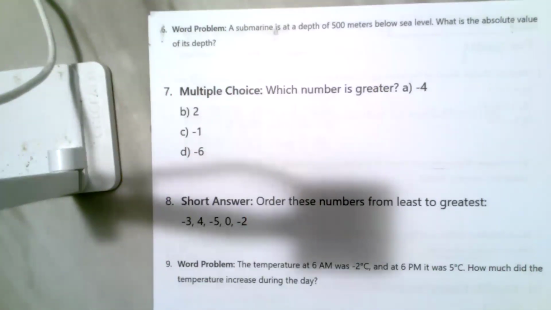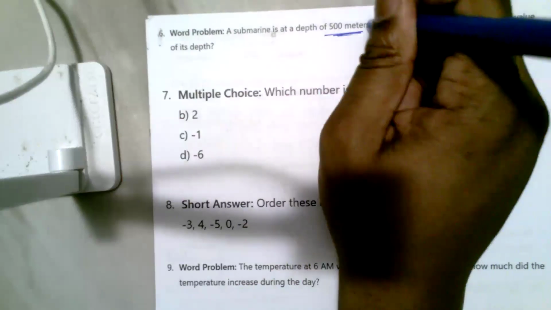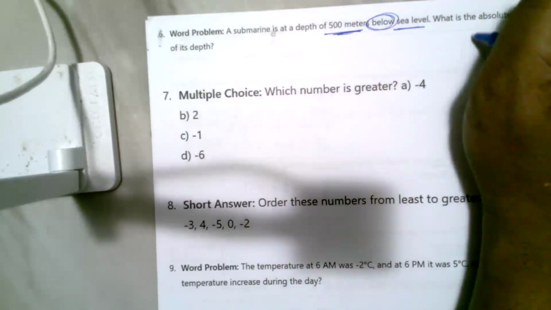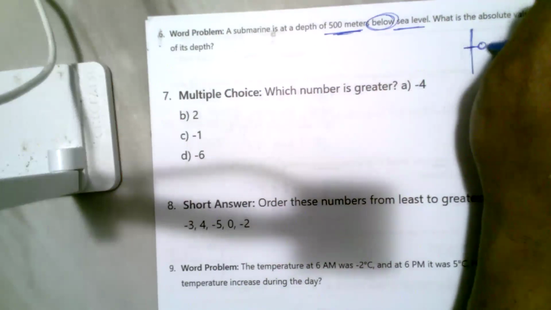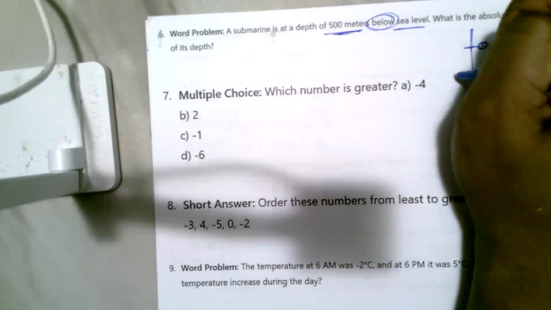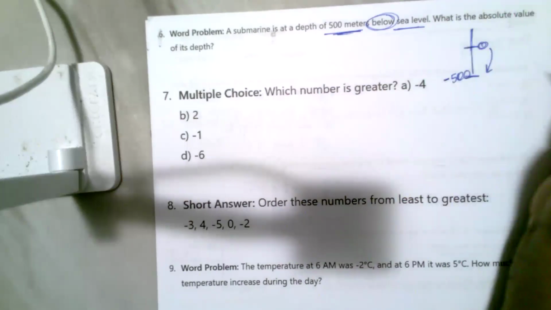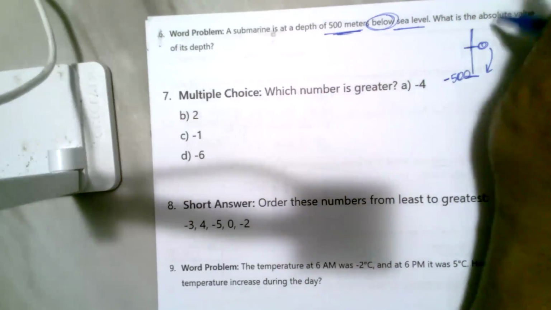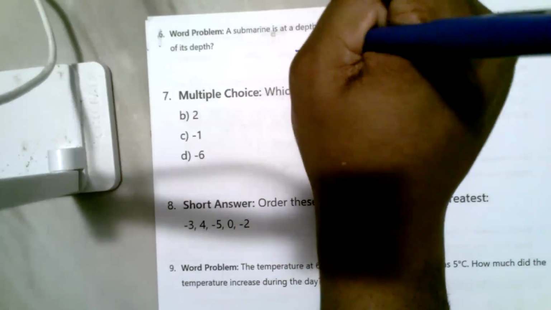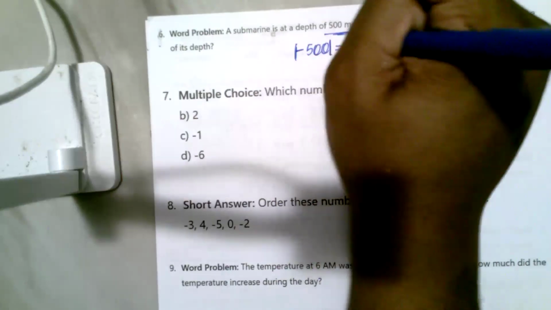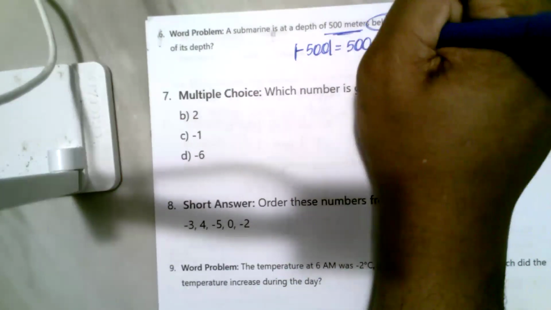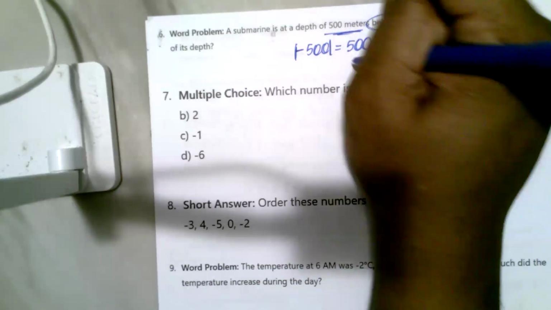So the next one. A submarine is at a depth of 500 meters below sea level. So this is 0 sea level, and it's at 500 meters below zero. What is the absolute value? So the absolute value of a depth of negative 500 is 500 units away.